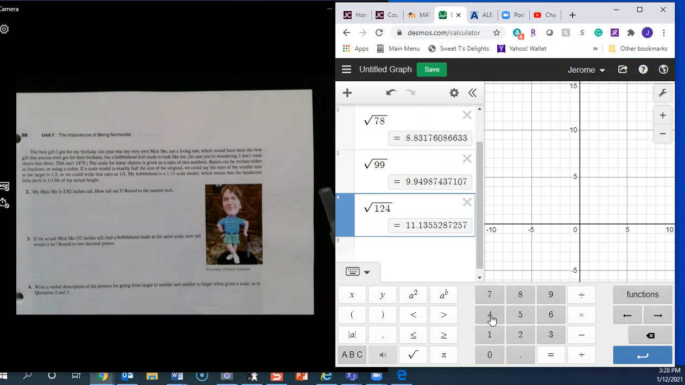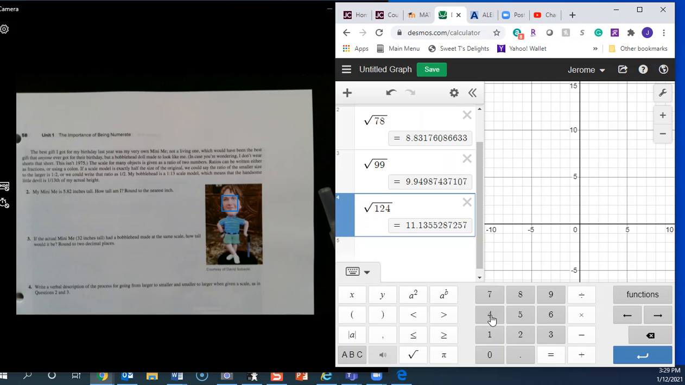It says the best gift I got for my birthday last year was my very own mini-me, not a living one, which would have been the best gift that anyone ever got for their birthday, but a bobblehead doll made to look like me. In case you're wondering, I don't wear shorts that short. This is in 1975. The scale for many objects is given as a ratio of two numbers. Ratios can be written either as fractions or using a colon.